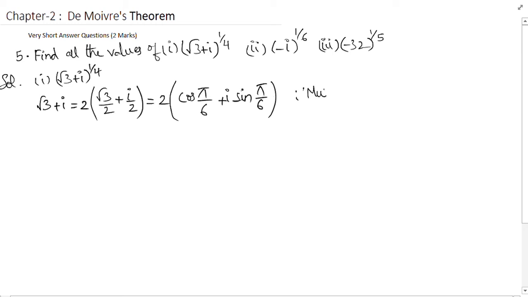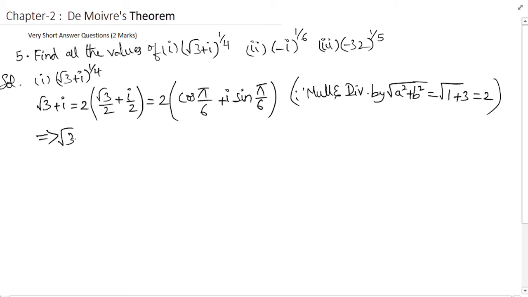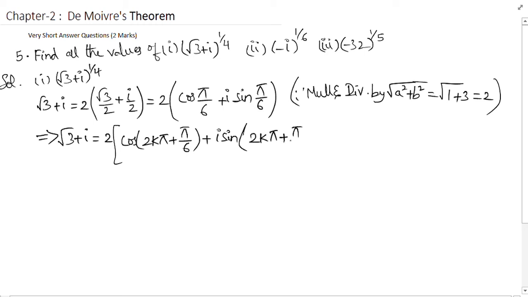Because here I have multiplied and divided by square root of a square plus b square, which is equal to 1 plus 3 here, which is equal to 2. Okay. This implies root 3 plus i is equal to 2 into cos of 2k pi plus pi by 6 plus i sine of 2k pi plus pi by 6.